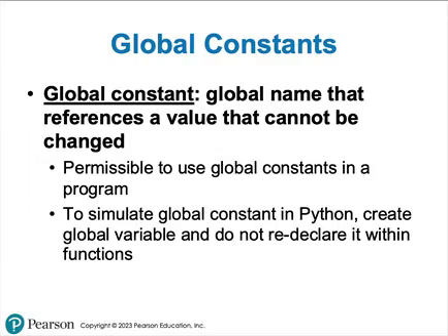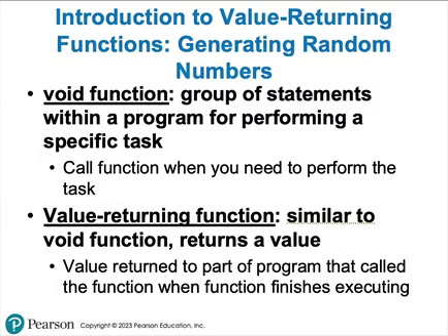Now, global constants are values such as the value of pi, for example, that we want to be available to the scope of the entire program. However, it is not going to change in value.